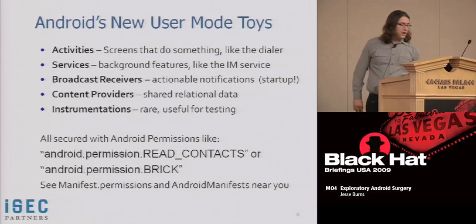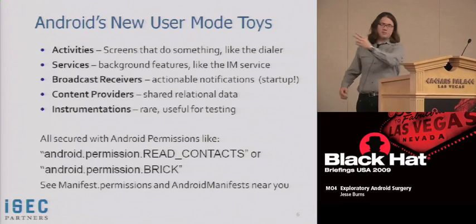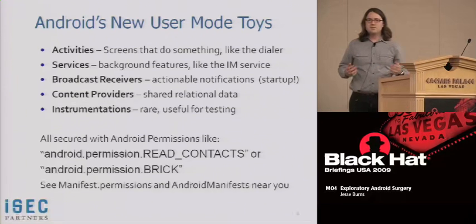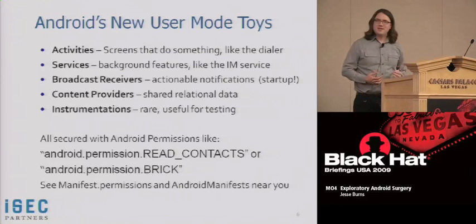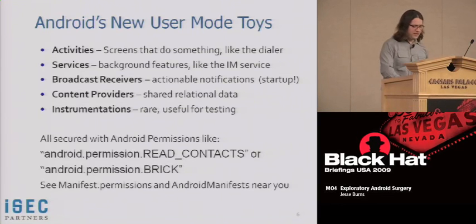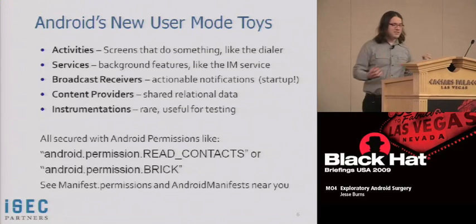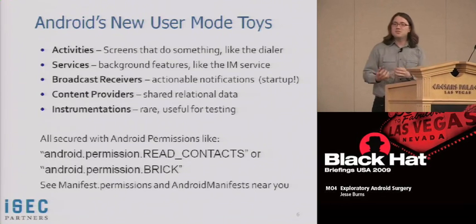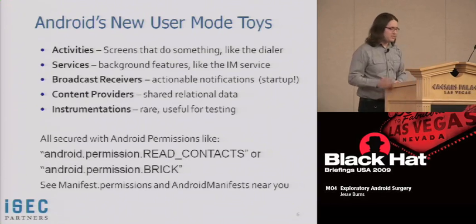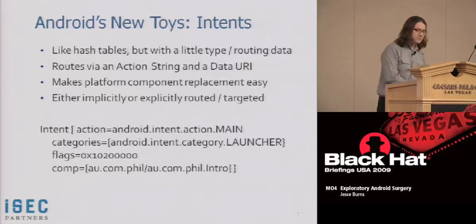And all of these are secured with permissions like these. So read contacts, simple permission, lets you read someone's contacts. Brick, not so simple permission, lets you make the device into a brick. So see manifest permissions and an Android manifest near you to find out what permissions are supported on your phone and which applications might turn your phone into a brick.